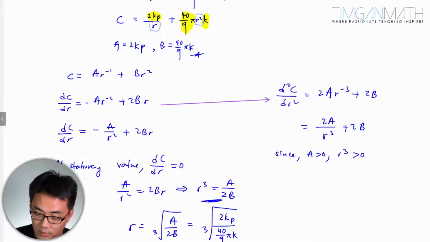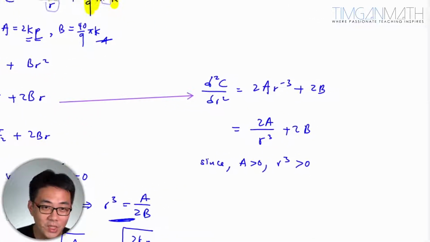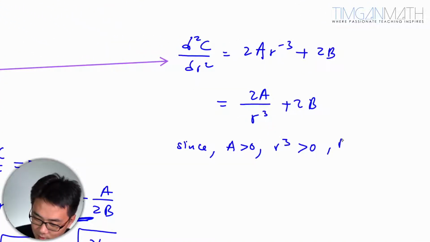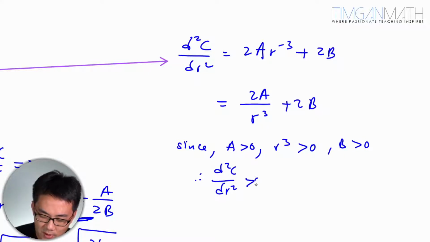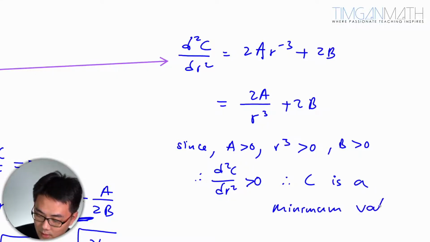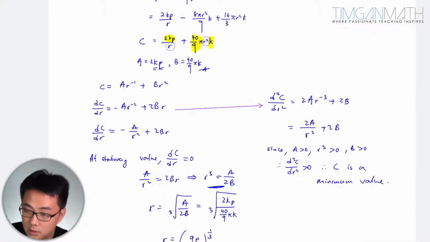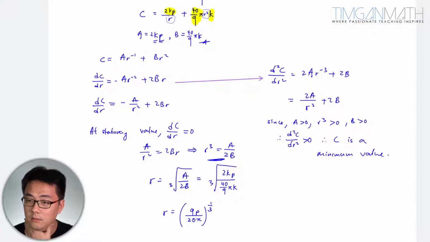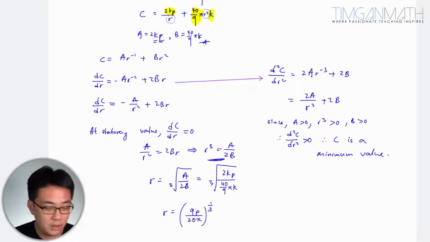You have to be, volume is a positive number. The cost has to be positive. No one is going to charge you less than that. So B is also positive. Okay, so hence d squared C over dR squared is positive. So hence C is a minimum value. Okay, there you go. So that's it. That's how we do this part here. I think that's pretty okay.